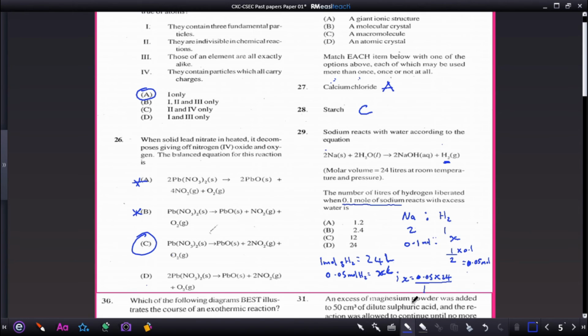So 0.05 multiplied by 24 is equal to 1.2. So that works out to be 1.2 liters, which is expected because 0.05 is less than 1 mole. So that is expected. So the answer is A.